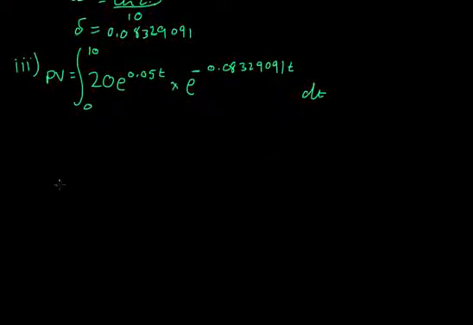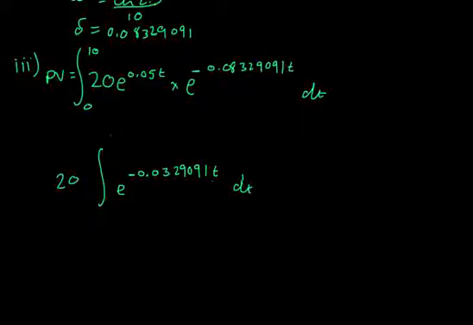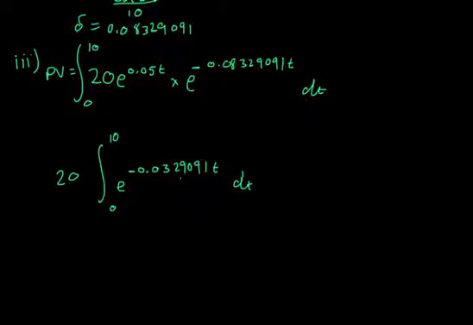Okay, so how do we find this? Very easy, let's simplify things. So let's take out 20, keep the integral bit there. That's a positive 0.05 and that's a minus 0.08, so it's still going to be e to the negative 0.03299091 t dt between 10 and 0. So now we've just got to find the integral of that. The integral of this is the same function divided by the derivative of the index up here.